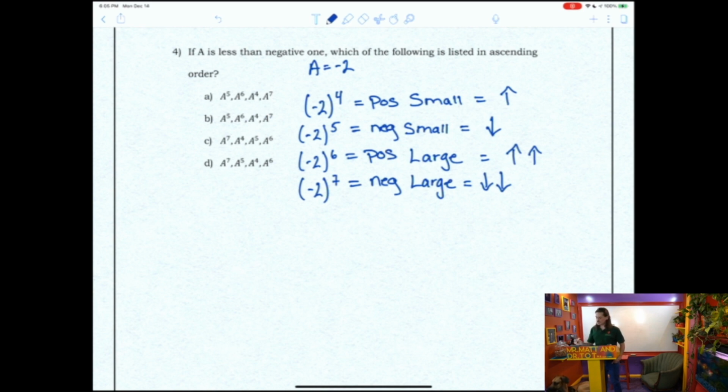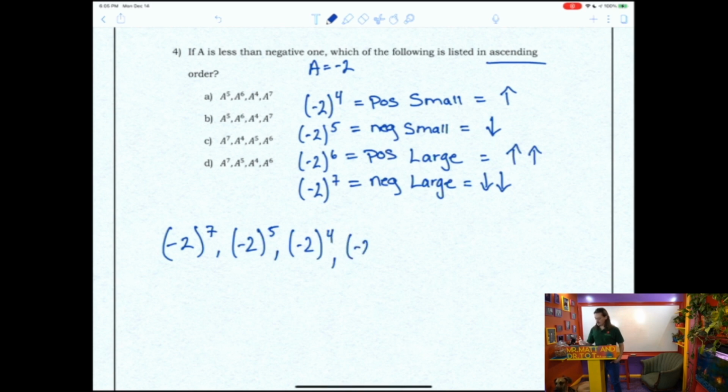So here, if we're going in ascending order, we're going to start with the least. That's going to be negative 2 to the seventh power, followed by negative 2 to the fifth power, followed by negative 2 to the fourth power, and then lastly, the largest term is going to be negative 2 to the sixth power. And that's going to be answer selection D.